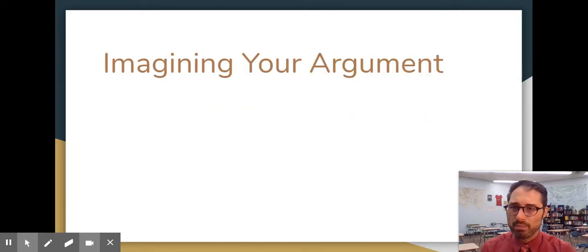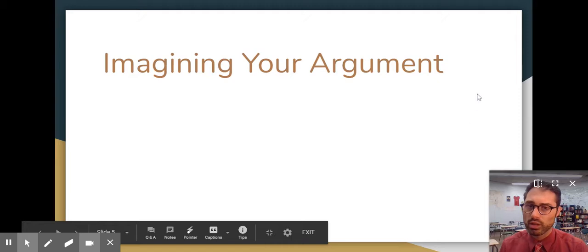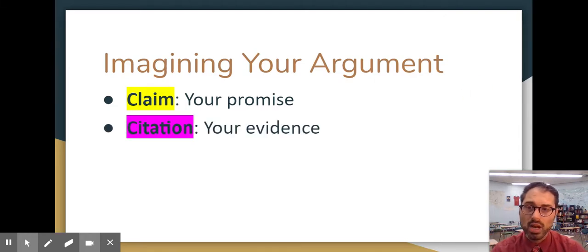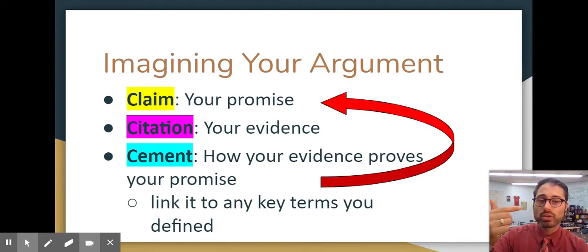Before we jump into an example, we want you to picture what this argument might look like. So we know we have our claim. We're going to use the yellow highlighter color to identify that, but we have our claim, our promise. We have our citation, our evidence. So we have a promise and we have evidence, but we've got to know how they link together, how they're cemented together. And that's our cement. We want to make sure we're linking to our key terms that we defined, so that way it's always working back up towards our claim, our promise, our evidence. And now we're going to say why, what makes this evidence good for our claim.